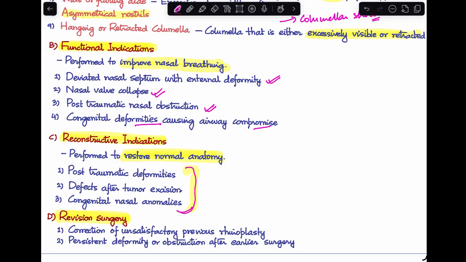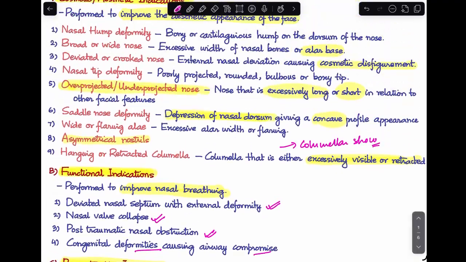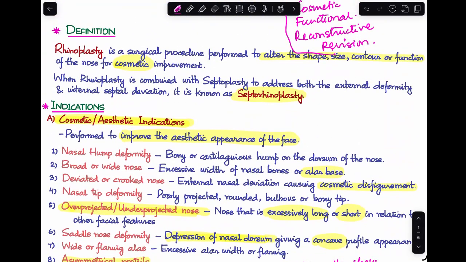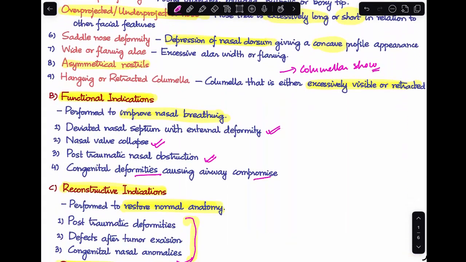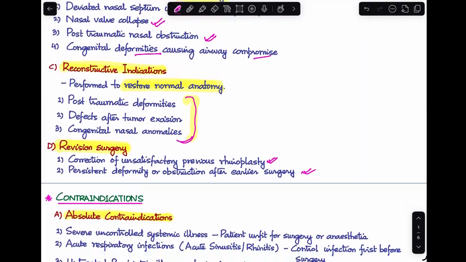And lastly, we have revision surgeries. Like, for example, a patient has already undergone a previous rhinoplasty, but they are not satisfied with it, or the results are not good. In that case, correction of that will also be an indication. Or if there is a persistent deformity or obstruction even after an earlier surgery. So these are all our indications. We have classified them under cosmetic, functional, reconstructive, and revision indications. So these are the indications.